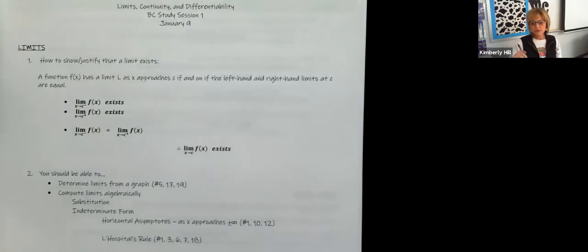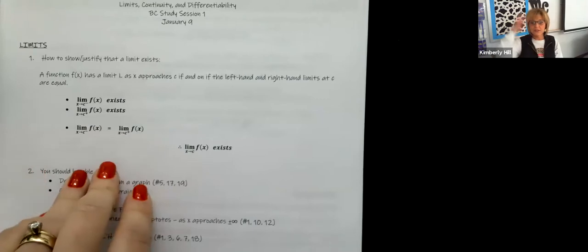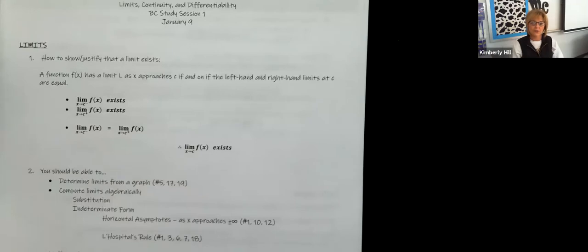So since most of you, you're doing AB and BC all in one year, you probably have done limits recently. My students haven't done limits like this since last year when they had Miss Gray. So we have to go back and really review this. So that's what I'm going to do. We're going to go back and review a little bit.